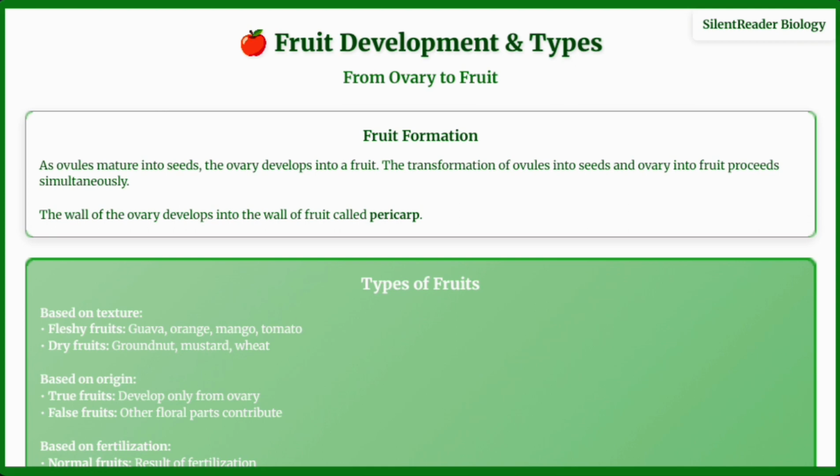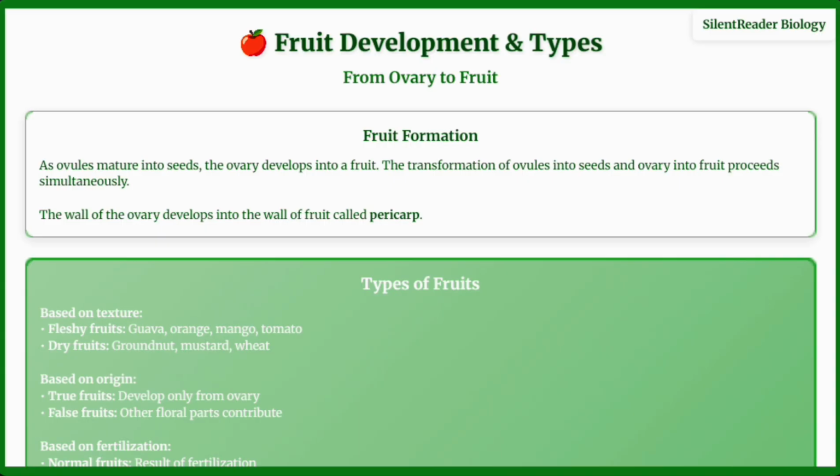Based on origin, we have true fruits that develop only from the ovary, and false fruits where other floral parts contribute to fruit formation. Based on fertilization, there are normal fruits that result from fertilization, and parthenocarpic fruits that develop without fertilization. In most plants, by the time the fruit develops from the ovary, other floral parts degenerate and fall off.